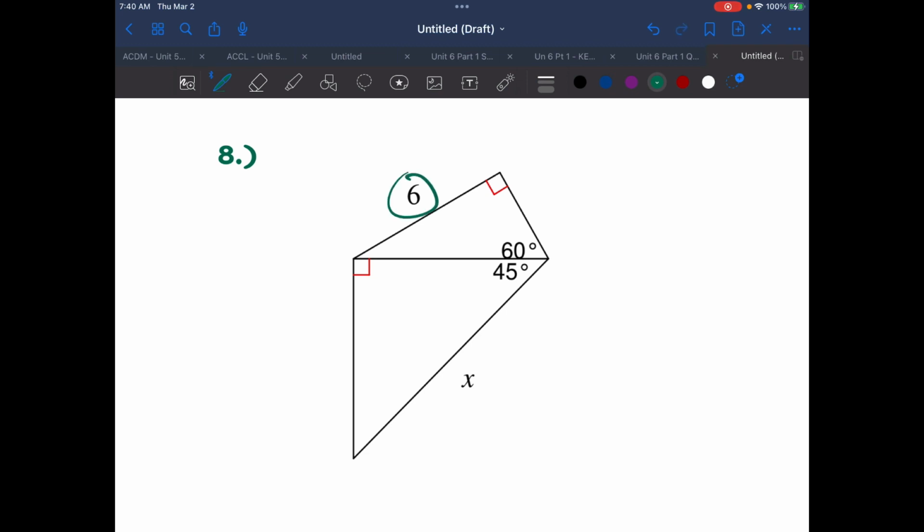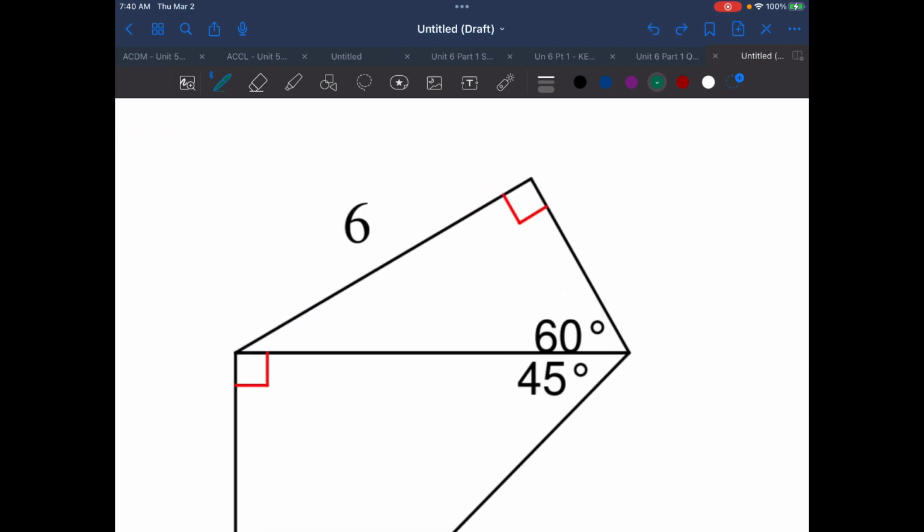If you notice, I have a 6 here and a 30-60-90 on top. So I'm going to completely ignore the bottom. I'm going to put my 30 degrees here. I'm now going to put my rules in here. Very, very important. Across from 30, what do I write? I'm going to write x. Across from 60, what do I write? x radical 3. And always across from 90, what do I write? 2x.